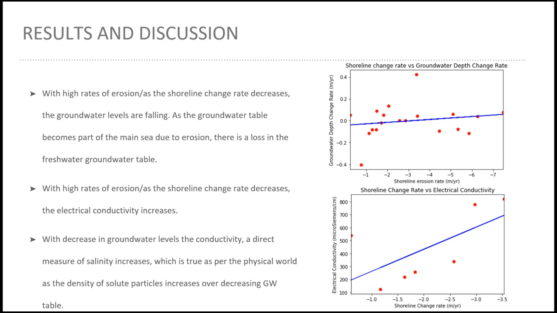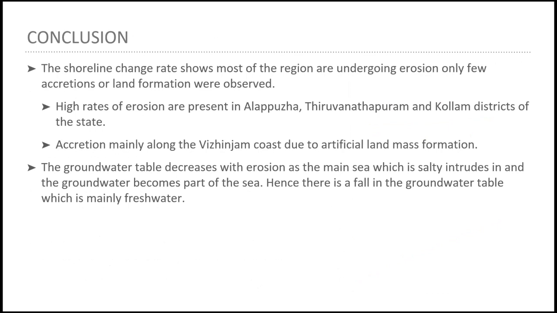Conclusion: the shoreline change rate shows most of the region undergoing erosion. Only a few accretions of landform were observed. High rates of erosion were present in Alappuzha, Thiruvananthapuram, and Kollam districts of the state. Accretion was mainly along the Vizhinjam coast due to artificial land mass formation. The groundwater table decreases with erosion as the main sea, which is salty, advances and the groundwater becomes part of the sea. Hence, there is a fall in the groundwater table, which is mainly fresh water. Thank you.